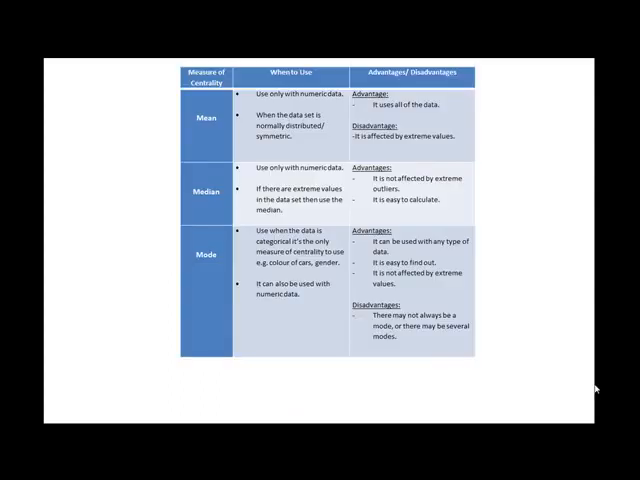This slide provides a summary of the advantages and disadvantages of the different measures of centrality, as well as a summary of when each is appropriate to use. You may have noticed there wasn't much discussion surrounding the mode within this video. The reason for this is that the mode may not always be present within a dataset, or alternatively there may be several modes within a data set, and so it is not always a reliable means of measuring the central tendency of a set of data.